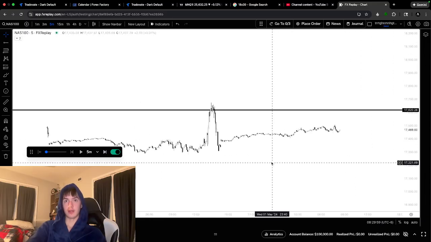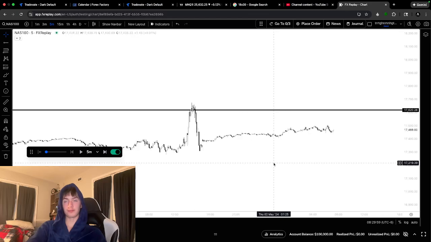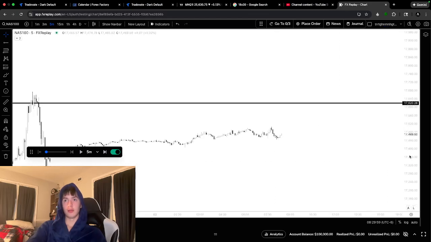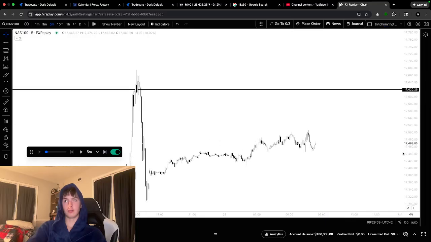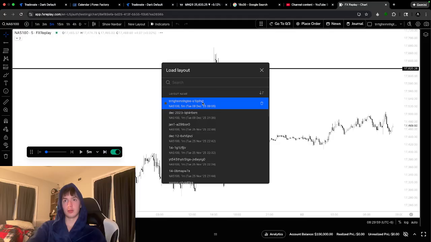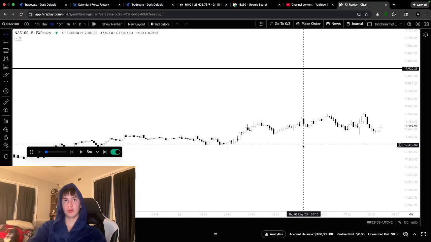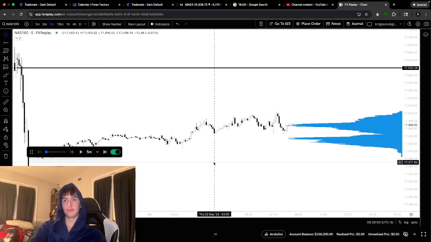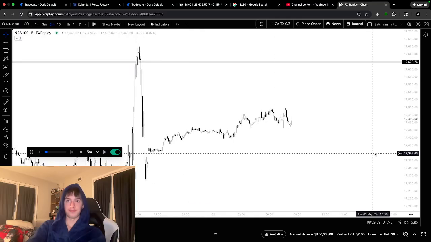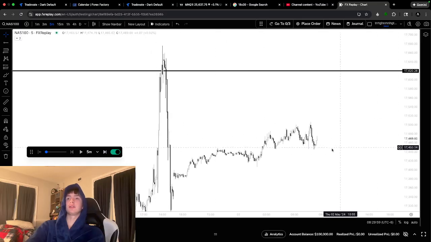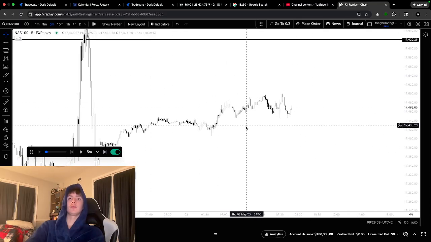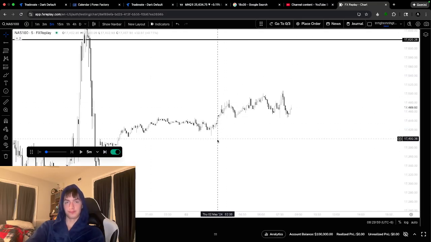This is already looking very good. I don't know why there is no volume profile. Let me, why is there no, oh, there we go. So this is how you get an entry using the strategy. Really what I do is I look at where I think we're gonna go.